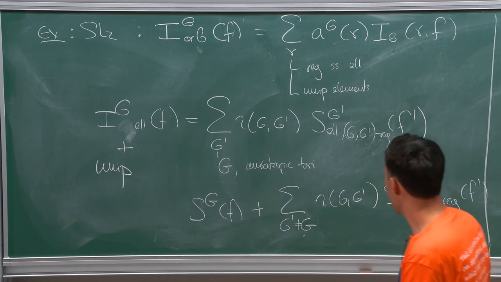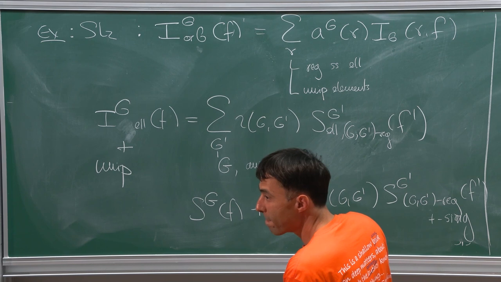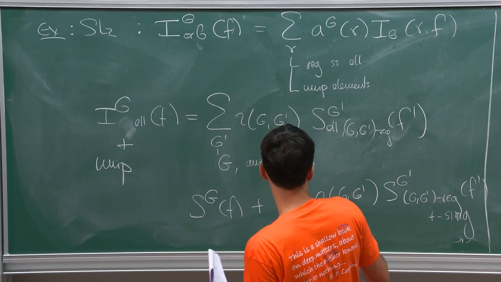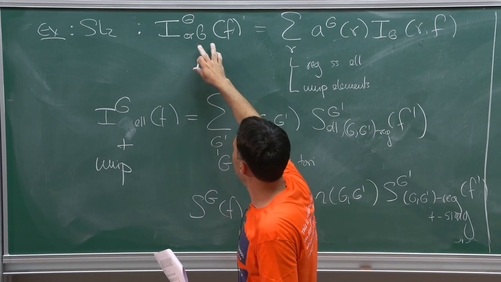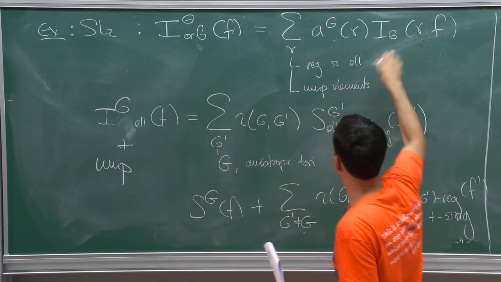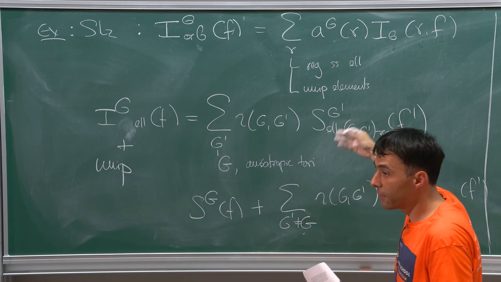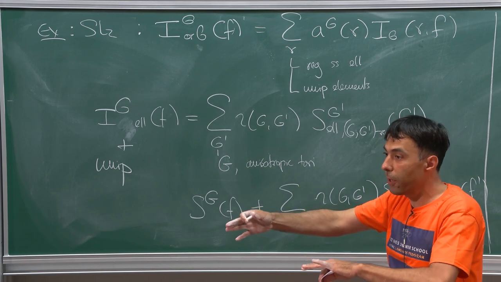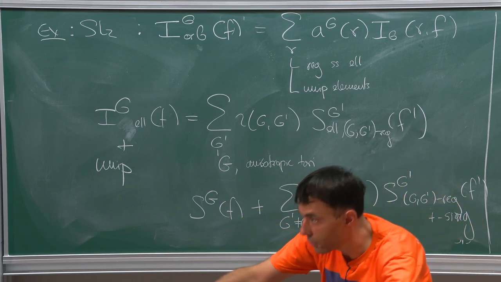Say again? I only end up with the elliptic part because I want to stabilize the orbital part, and I stabilize it in terms of the orbital parts of the stable trace formula. And then the M not equal to G parts were stabilized by an induction earlier.